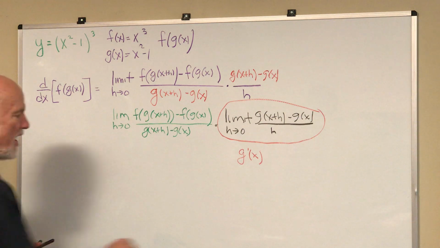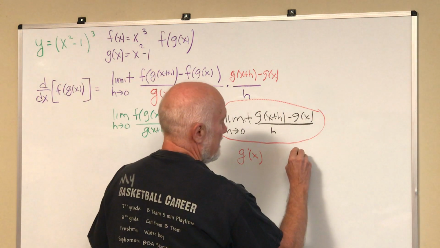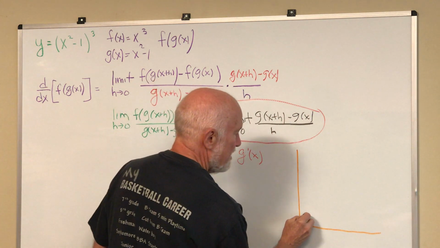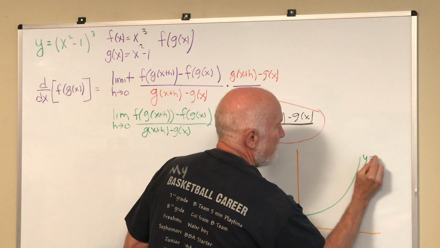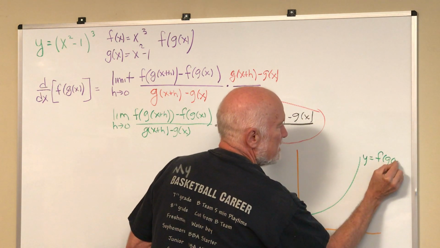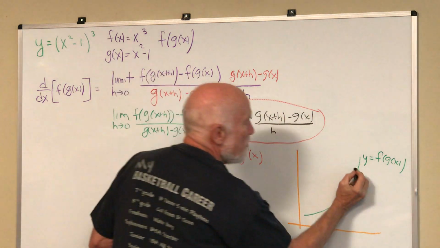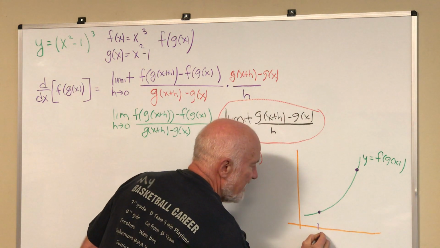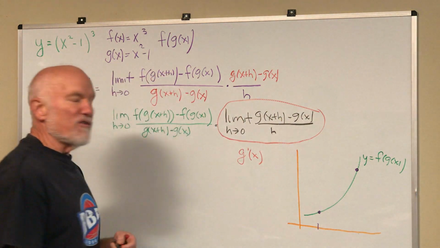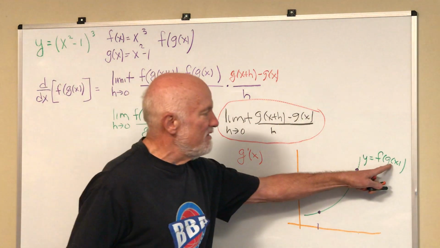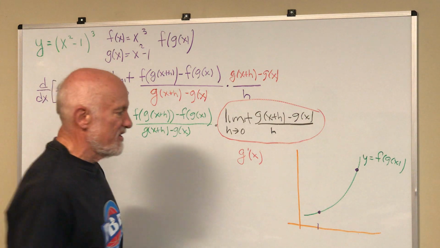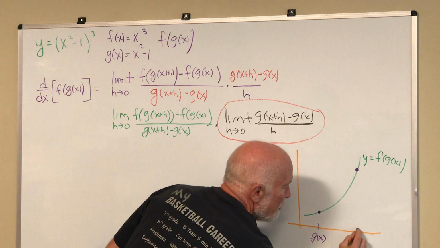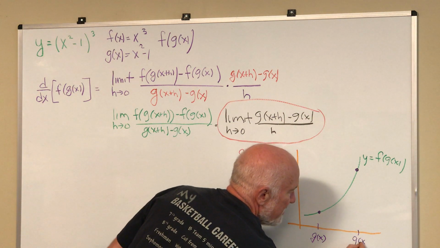But if we draw a graph, I think it's going to help. If I just take a function, y equals f of g of x, and I take 2 points. Now, before we would call this x and this x plus h, but the function f is not working on x, it's working on values of g of x. So I'm going to call this g of x, and over here, g of x plus h.